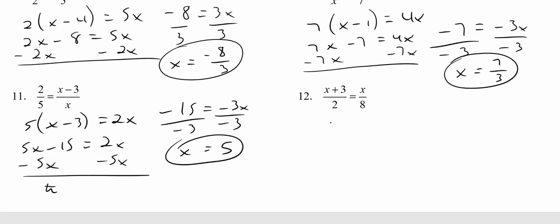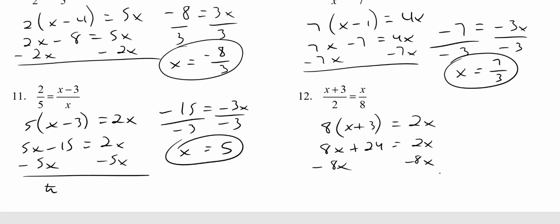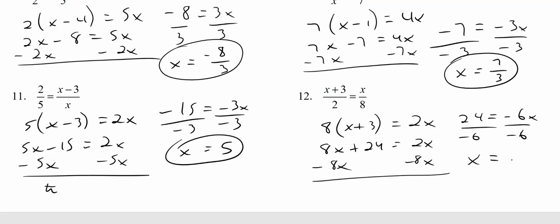Okay, and the last one, 8 times x plus 3 equals 2x. So you get 8x plus 24 equals 2x. Subtract 8x. And that gives you 24 equals negative 6x. And then divide by negative 6. And that goes nice and evenly too, so x equals negative 4.